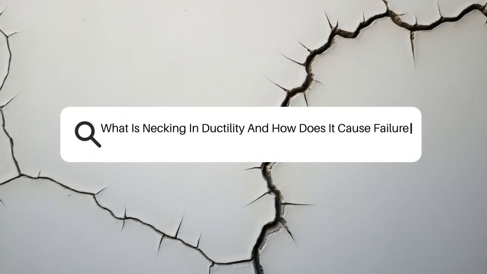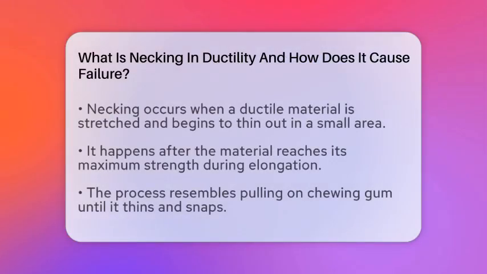What is necking and ductility, and how does it cause failure? Imagine stretching a piece of chewing gum until it thins out in one spot and then suddenly snaps. That's similar to what happens during necking in materials. When a ductile material is pulled, it initially stretches evenly. But once it reaches its maximum strength, something interesting occurs.